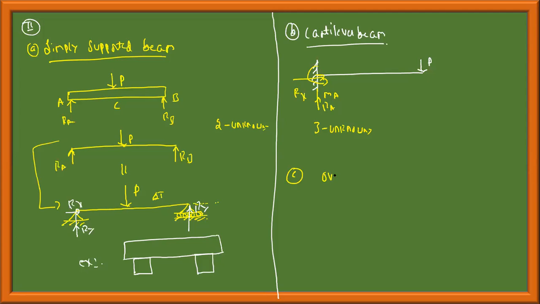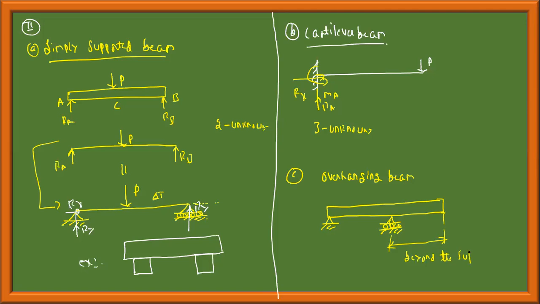Overhanging beam. If this beam is supported like this, assume that it is simply supported like this, and it extends beyond the support, it is called an overhanging beam. Okay, and obviously this is a simply supported beam. Two unknowns or two reaction forces will come into the picture. There can be loading like this, P1, and there can be loading like this, P2.